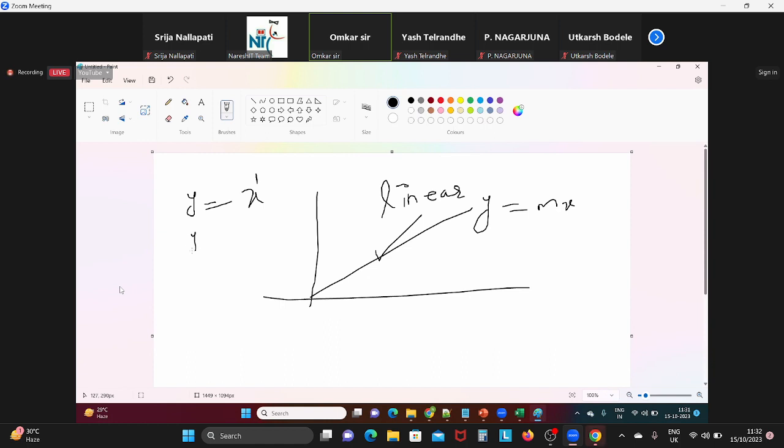1. And y is equal to x square is nothing but what equation? It is a non-linear equation, and that is called a parabola. What is the equation called? Non-linear. And this one is a linear equation. That's why the name is called linear regression.